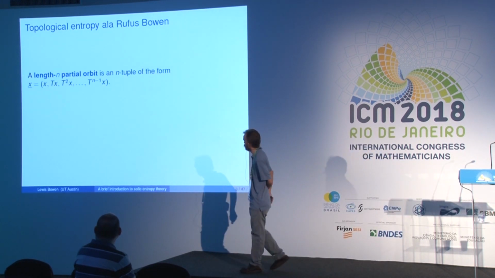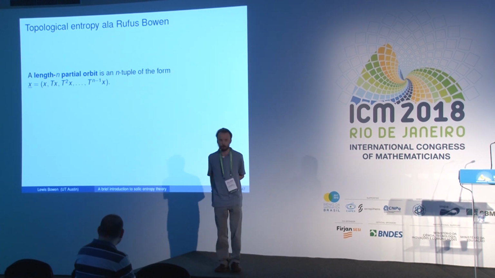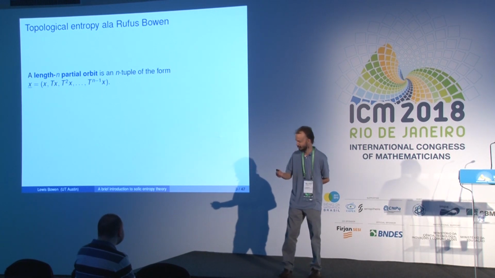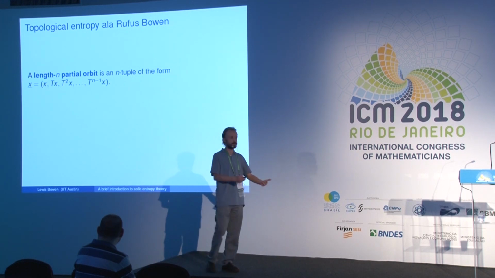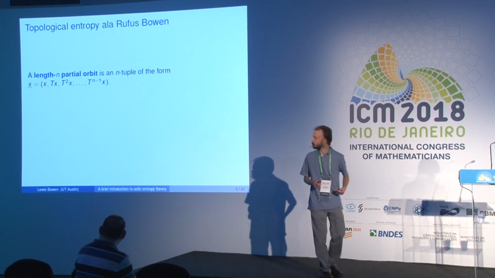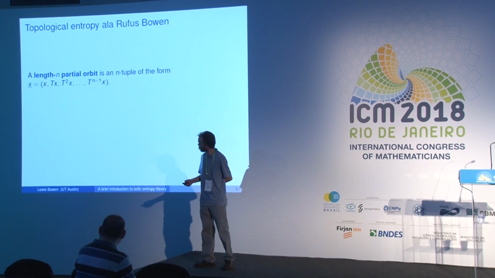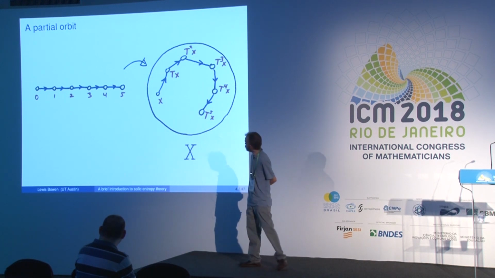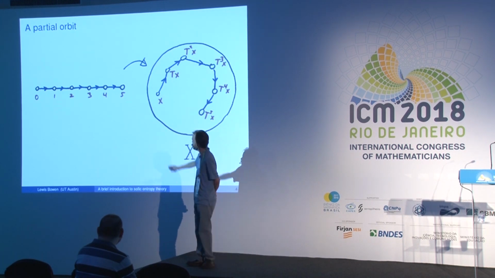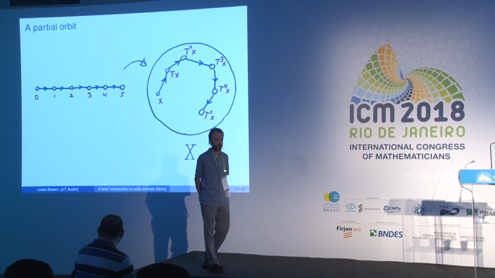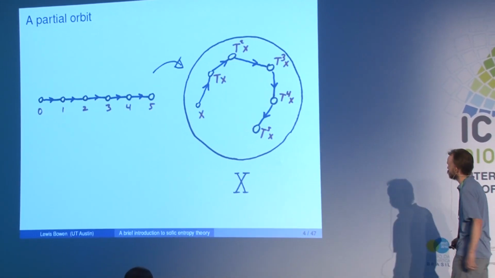So this is just a bit of review. This definition is due to Rufus Bowen, by the way, who is no relationship to myself. Okay, so a length n partial orbit just means that it is an n-tuple, x, Tx, T squared x, etc. So here is just a picture to have in mind. The way I like to think of a partial orbit is that we have a part of the number line, and we're just mapping that into X.